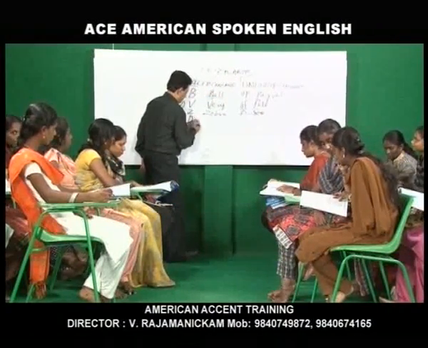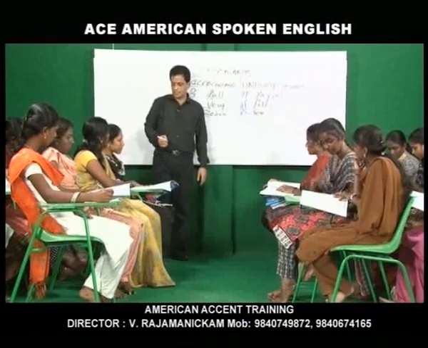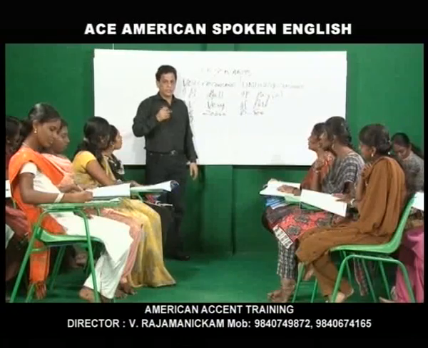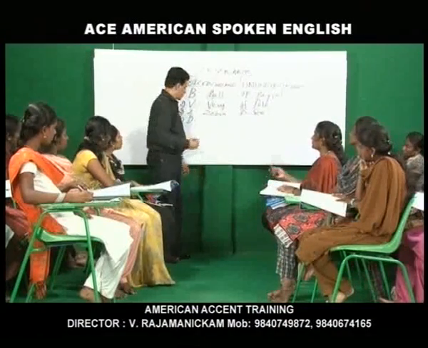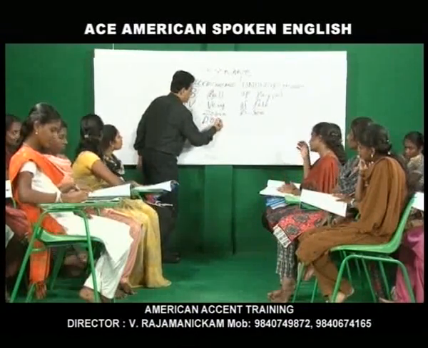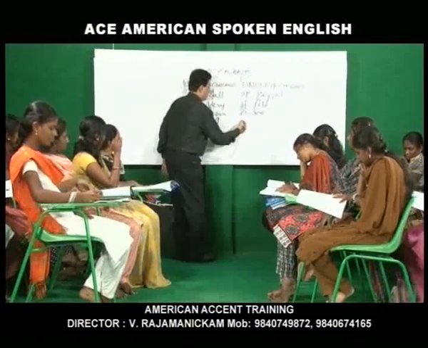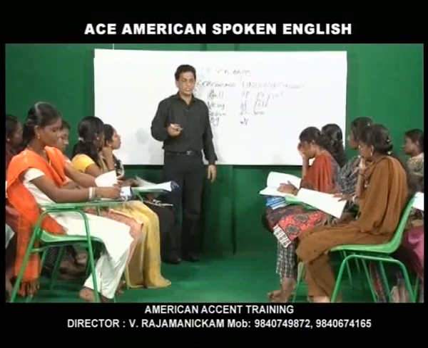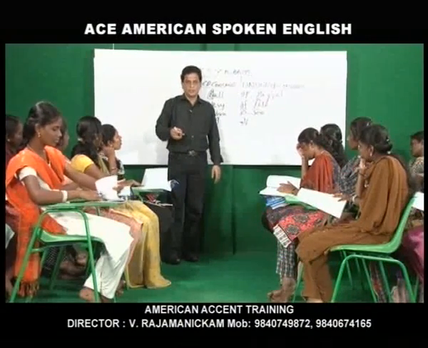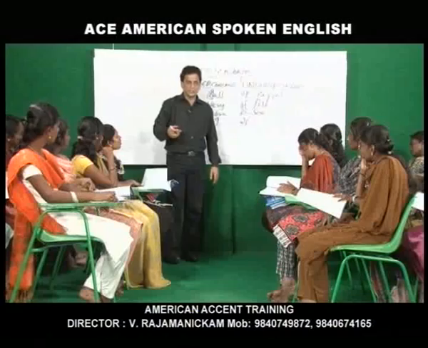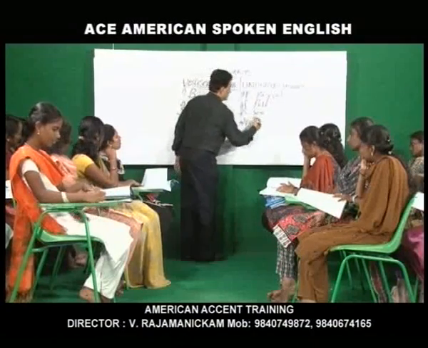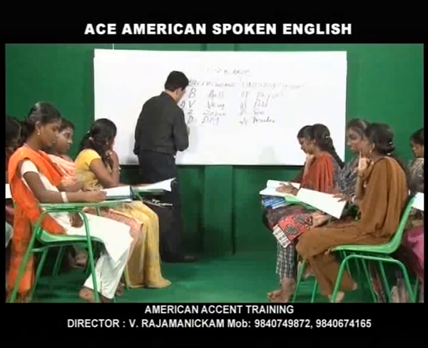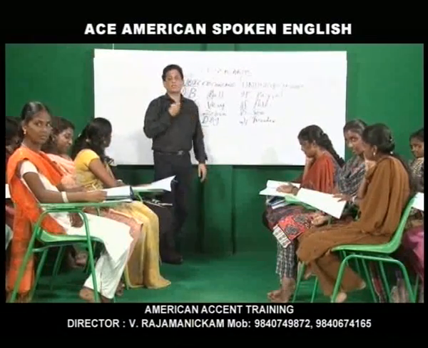What is the next one? D. D is a voiced consonant. How do you say D? For example, dog. The D is pronounced as D. Then the partner for D is T. T is unvoiced. T you say t, taught, teacher. You just push it up.